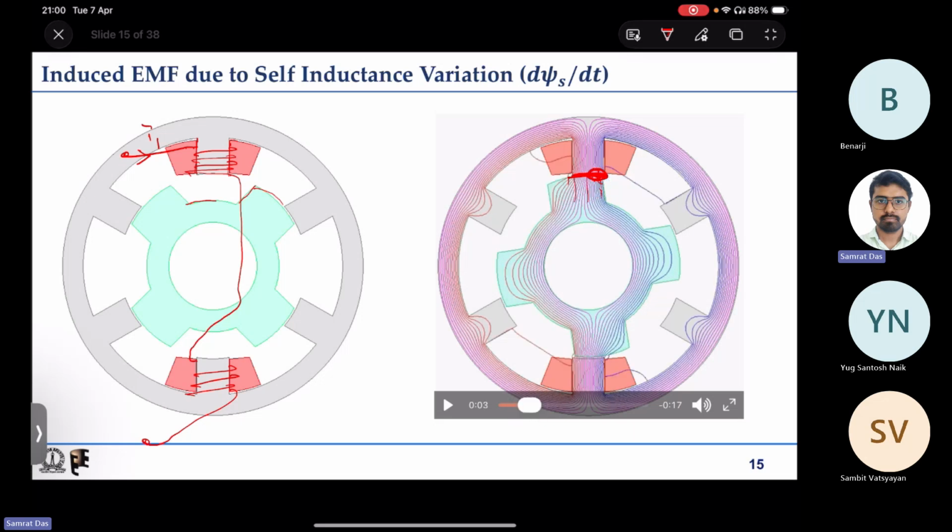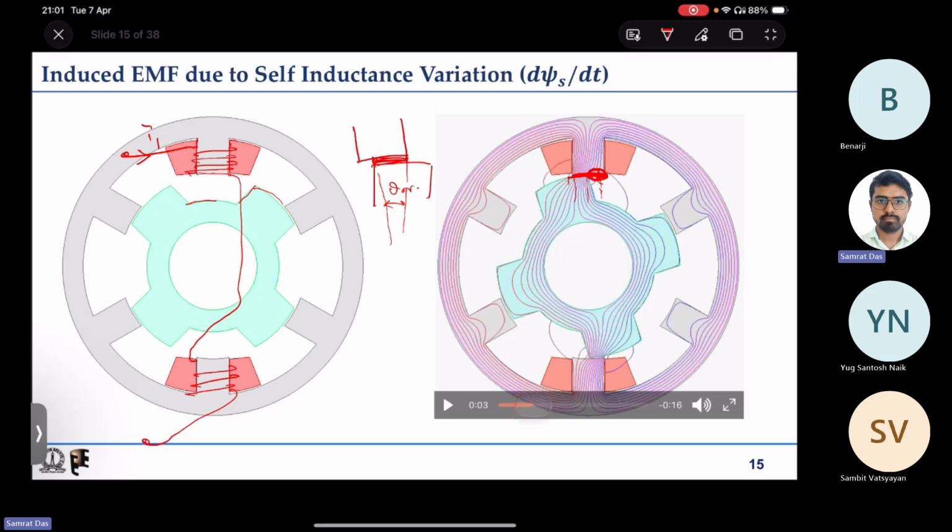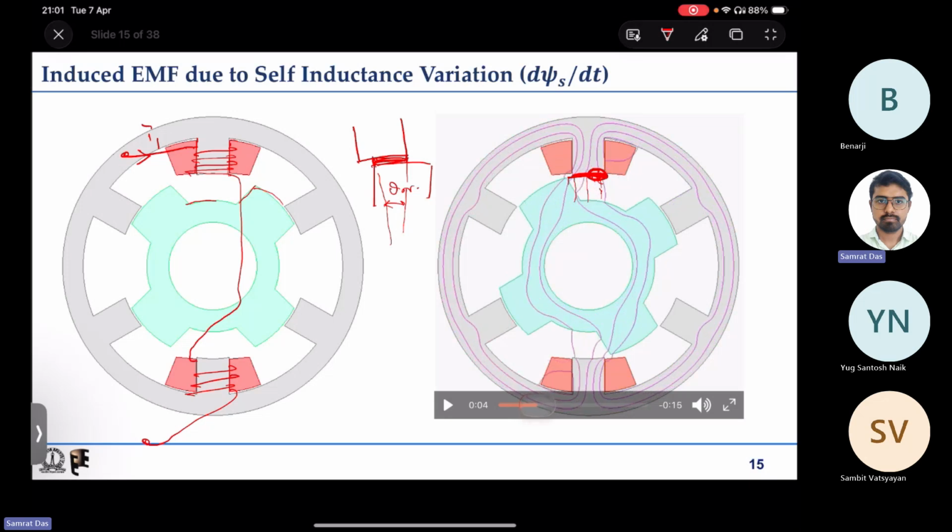Then again, as it starts going, the overlap angle, I mean, if this is the stator pole, if this is the rotor pole, the portion where they are overlapping, whatever angle it subtends at the center, that is what I am referring to as the overlap angle. So now as the rotor is moving in the anti-clockwise direction, you can see that the overlap angle starts reducing, and now there is no overlap, so inductance is reduced drastically.